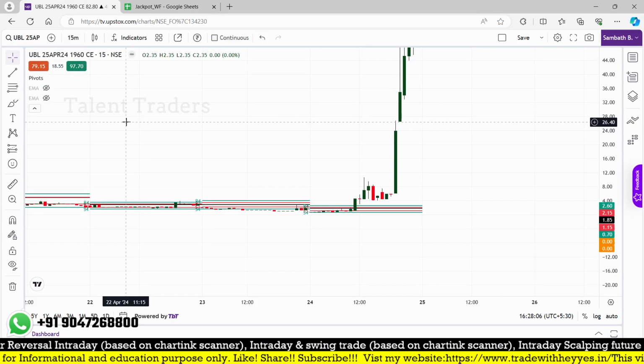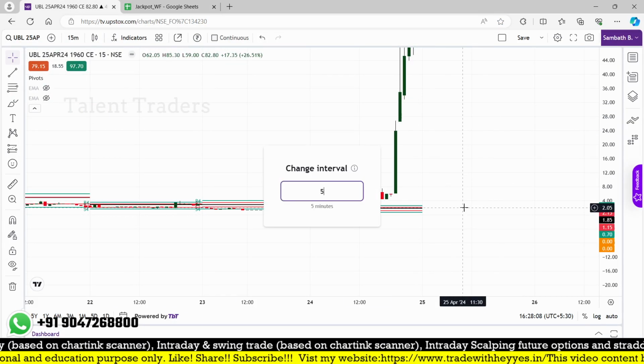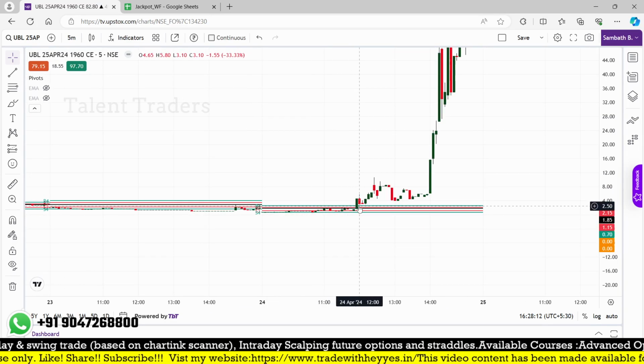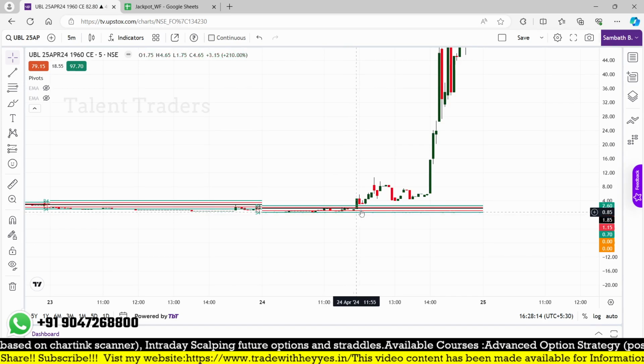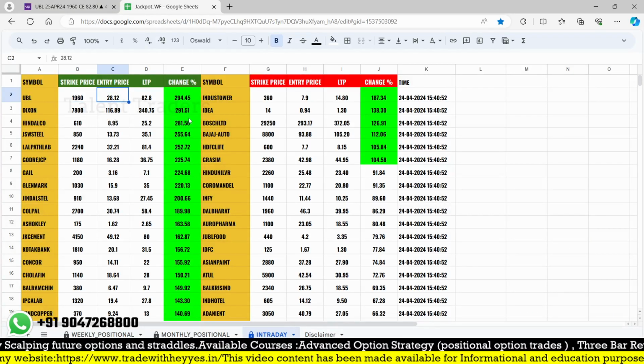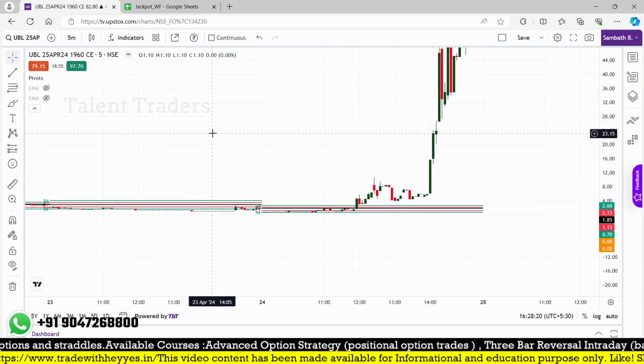UPL 1960. What is happening here? This is showing you a wrong thing. Maybe there is a data issue. And on 24th April, where is our breakout 2.6? Maybe some issues on this. And let me check Dixon 7800.